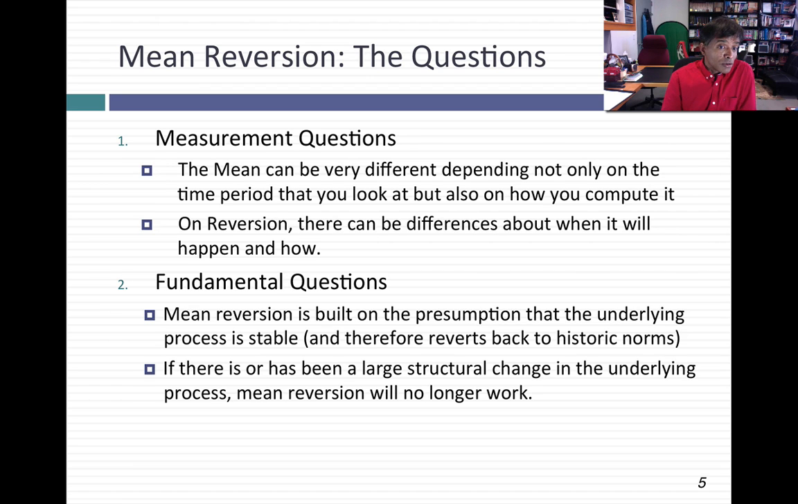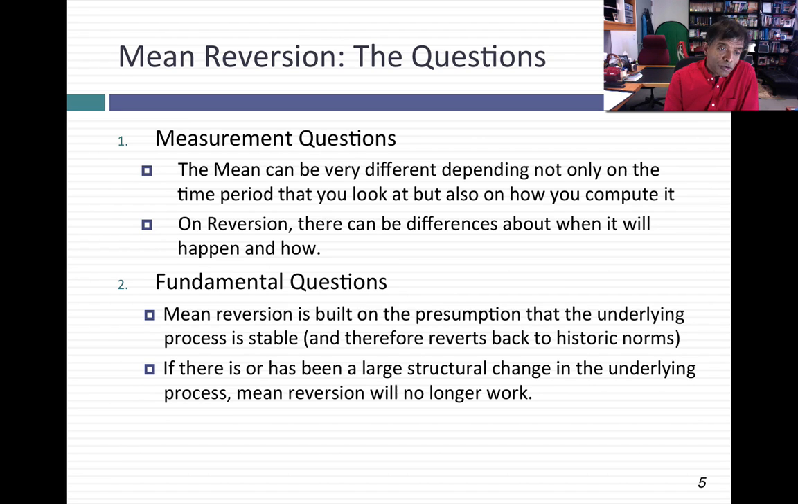The other way also that PEs can move from 27 to 16: one, the price can drop, which is a bubble bursting, or it can be earnings increasing over time. Again, very different consequences for investing. So even though we might believe in mean reversion and agree on it, you can already see there can be measurement questions that set us apart.